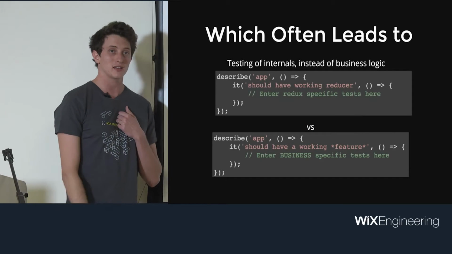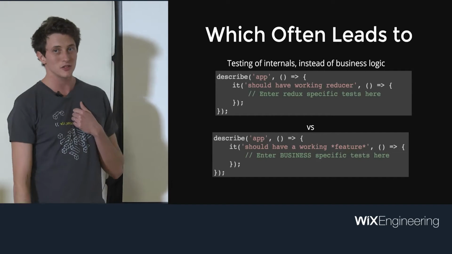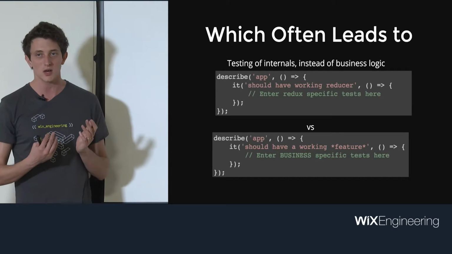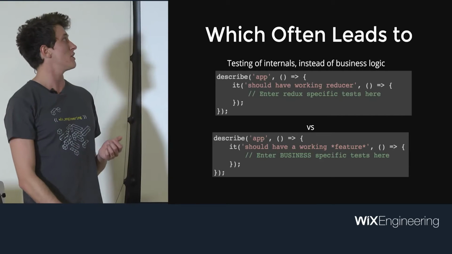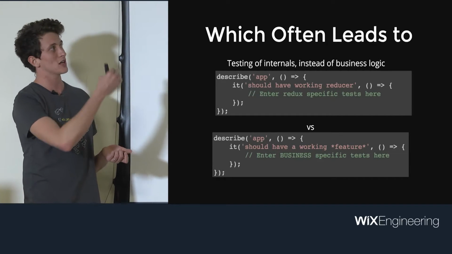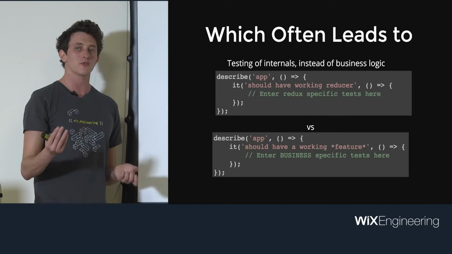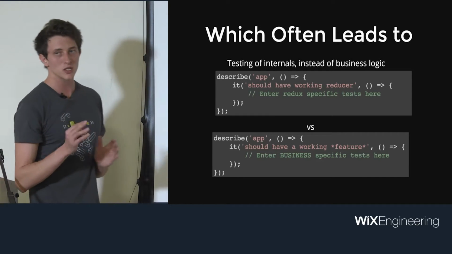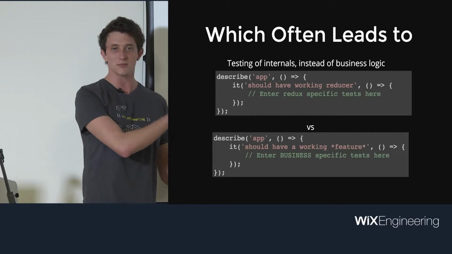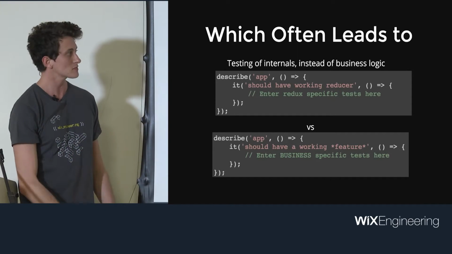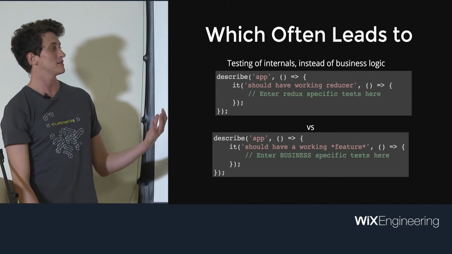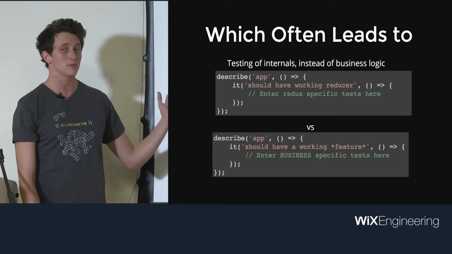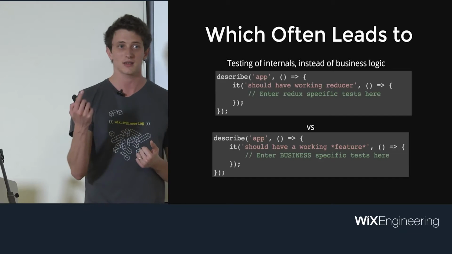The other thing that I've seen happening a lot is that people test their internals instead of the actual business logic. For example, they test the how and not the what. Here I have another hypothetical example of a test that checks for a working reducer. Specifically I'm talking about the Redux reducer. If you are not familiar with Redux, just imagine that reducer is an implementation detail of Redux. And on the other hand, we have a test that tests the features. So the above, in my opinion, is wrong. The one below is the correct one if you want to test the what and not the how.